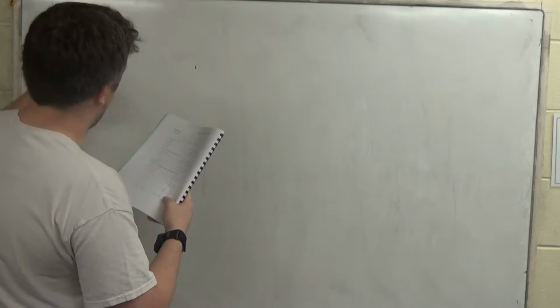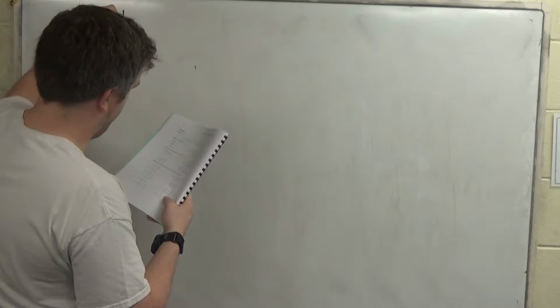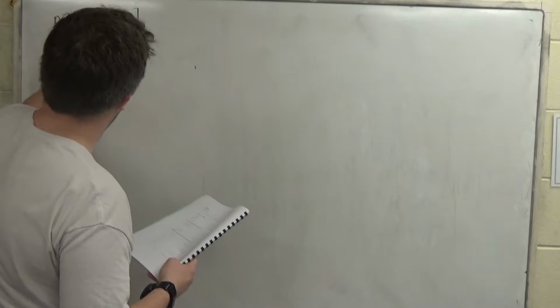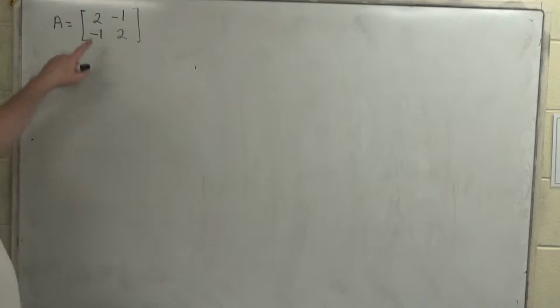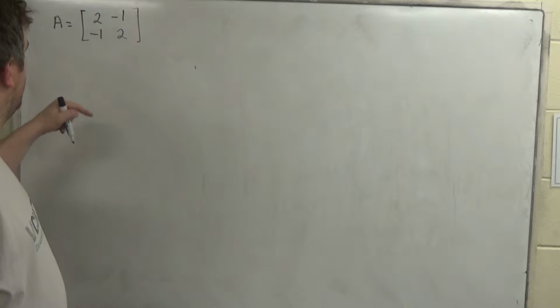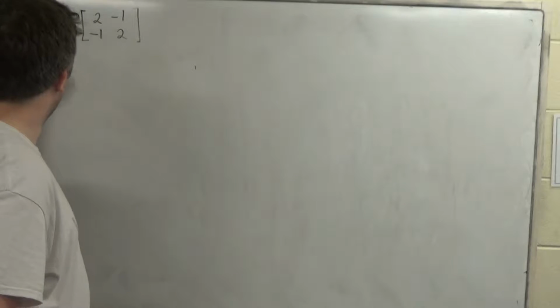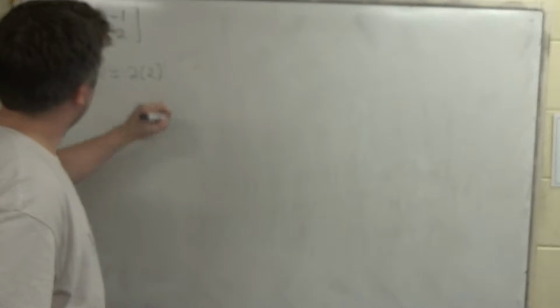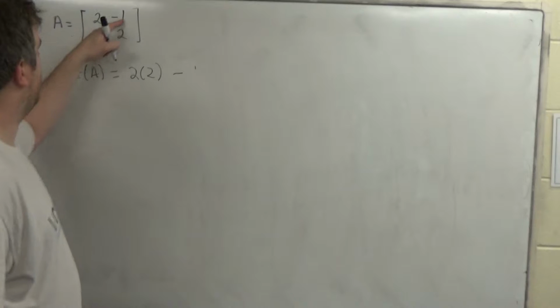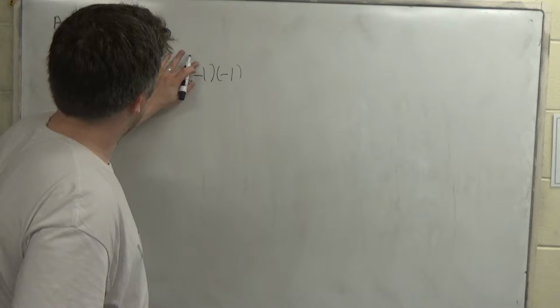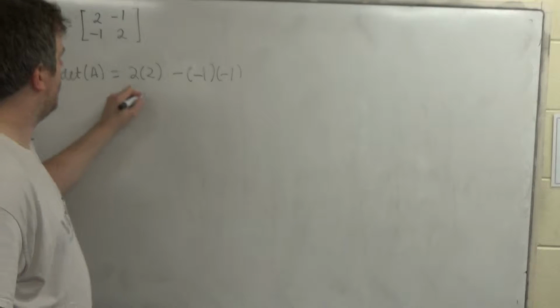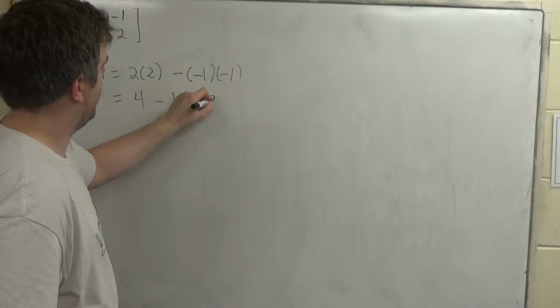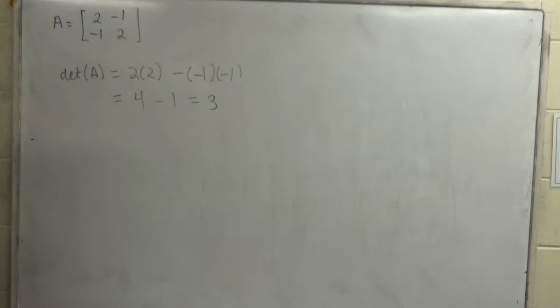We have the matrix A is 2, negative 1, negative 1, 2. And what you do to take the determinant is you multiply the diagonal entries together. Well, for a 2x2, you multiply the diagonal entries together. And then you subtract the other diagonal. So this leaves us with 4 minus 1, which is 3. So the determinant of the matrix A is 3.